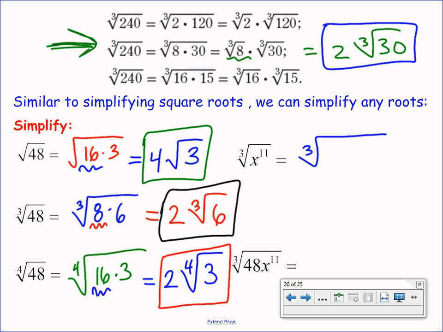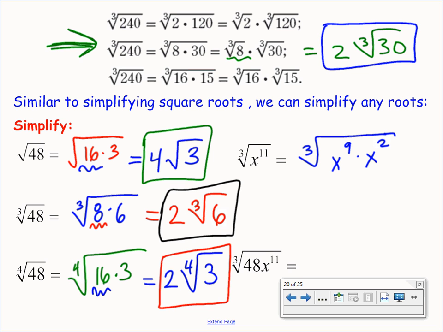So is 10 divisible by 3 without a remainder? No. Is 9 divisible by 3? Yes. 9 is divisible by 3 without a remainder, so I'll rewrite x to the 11th as x to the 9th times x to the 2nd. Isn't that x to the 11th? By doing this, I can rely on this x to the 9th power as a perfect cube, right?